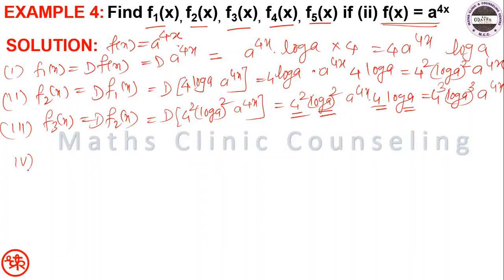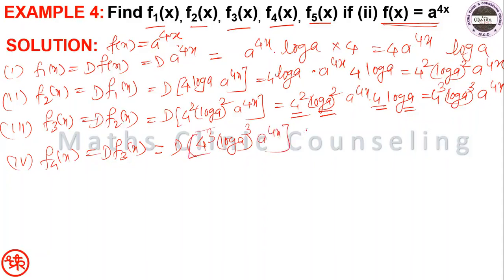And then f4 of x is equal to d of f3 of x. Okay, so similarly, what will you get? d of 4 cube log a whole cube into a to the power 4x. So can you guess now here? As previous, that is 4 to the power 4 log a to the power 4 into a to the power 4x. Is that clear?